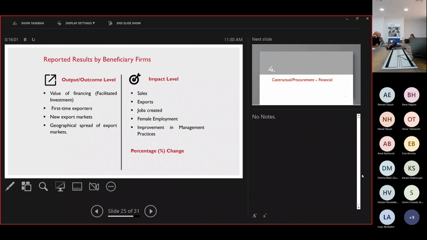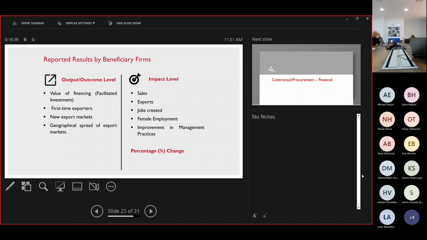It's also good to communicate with the firms that they need to report to BGA through our online platform. They need to report to us the value of financing, and also at output level and outcome level, to know the first-time exporters. The companies who secured the investment need to report for the indicators here, which should be under the ones who secured investment and not only signed an agreement with BGA.